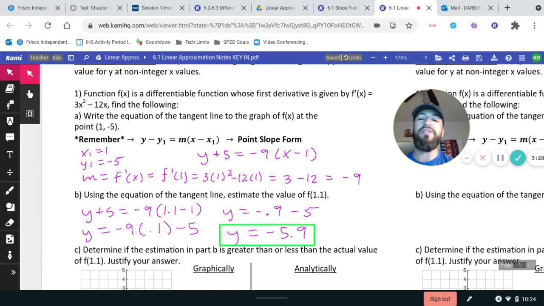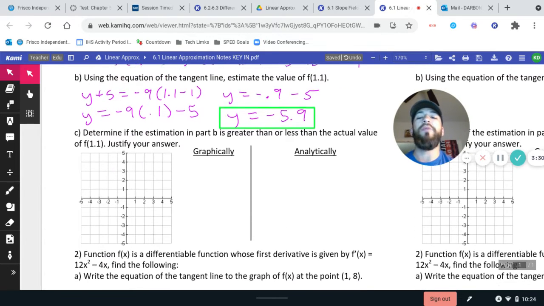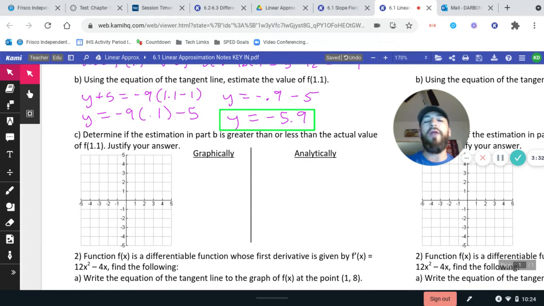The little extra step that they're going to add in is determining if the estimation in part B is greater than or less than the actual value of f of 1.1. So if you forgot, we did this a little bit with our Riemann sums where we added in that overestimation, underestimation. This is kind of like the same thing. Is this an overestimation or underestimation of our actual value?